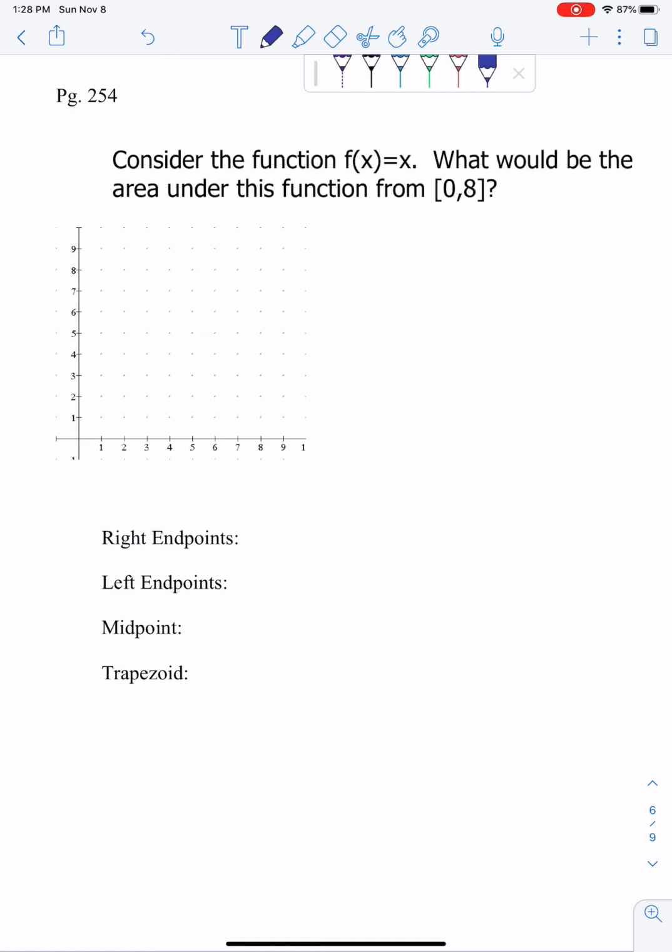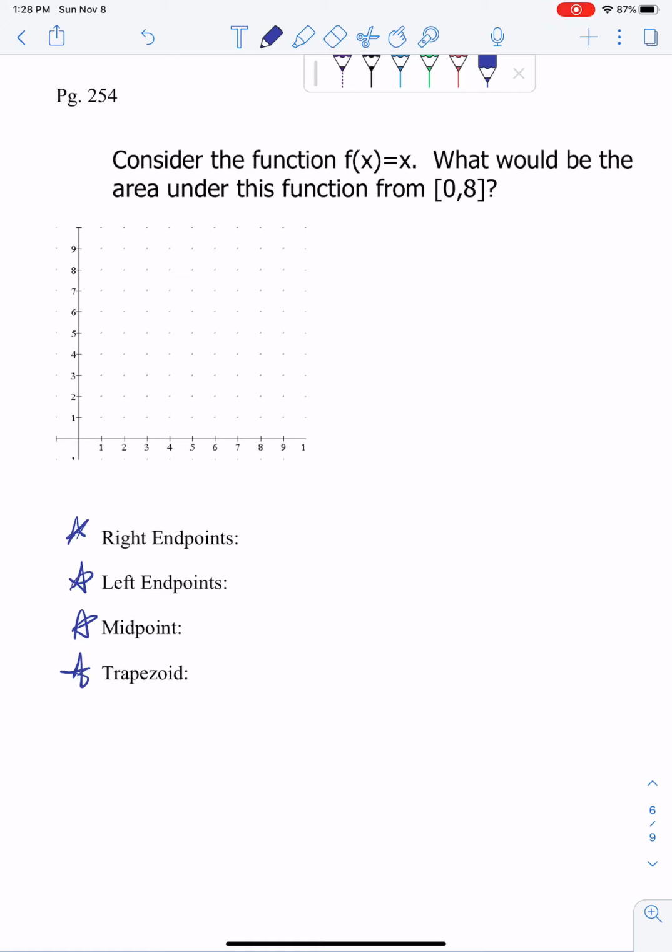And this is something that you're going to need to do because most of the AP tests I've seen don't always ask you, like in this example, we're going to find the right endpoint, the left endpoint, the midpoint Riemann sum, and we're going to use the trapezoid rule. It doesn't usually make you find all four, but it is going to ask you to find one.